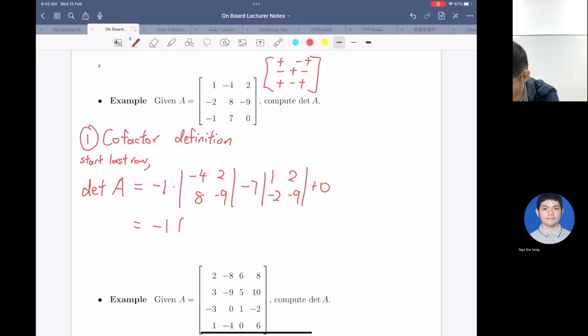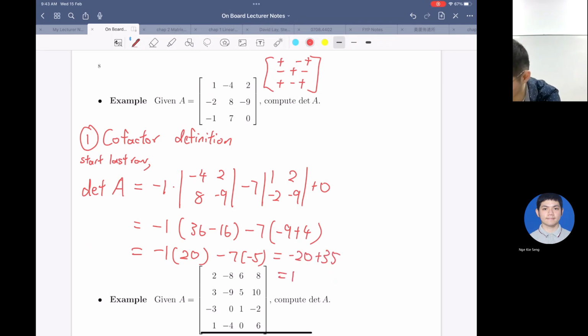So you are happy. You can compute 9, 4, 36, -16, 8, 7, -9, plus 4. What you get is -1 times 20, -7 times -5. So what you get is -20 plus 35, which is 15. It seems a lot of work is done here.